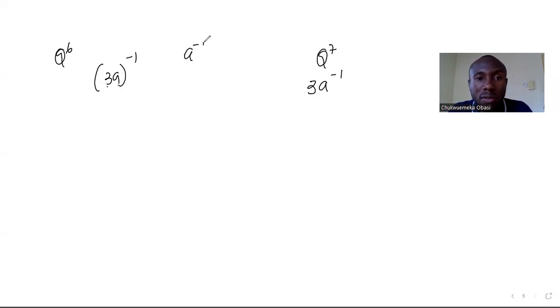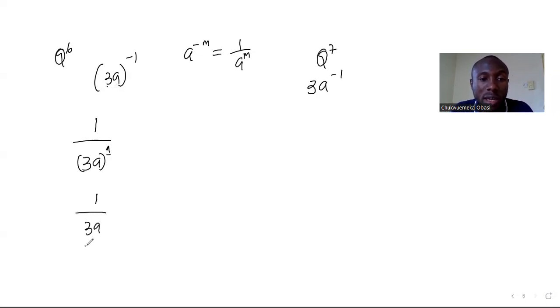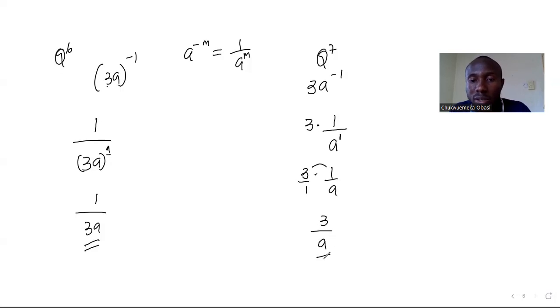So remember how we simplify a base when it has a negative power. Remember when you say a to the negative m, it's 1 over a to the positive m. So this becomes 1 over 3a to that positive power 1. And you know, anything to the power 1 is the same as that same thing. So you have 3a, final answer. Now, for this case, the a is the one you have to change its power. So you have 3 times 1 over a to the first power. And that is the same as 3 times 1 over a. And of course, this is like 3 over 1. So 3 times 1 is 3, and a times 1 is a. So this is your answer for question 6 and question 7. Now let's go to question 8.